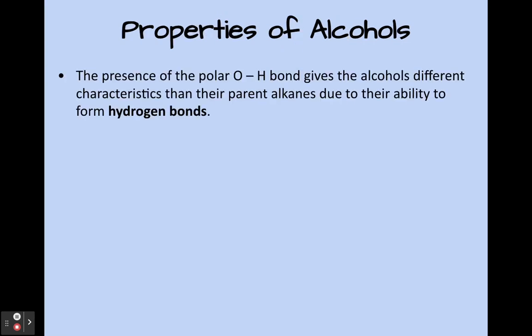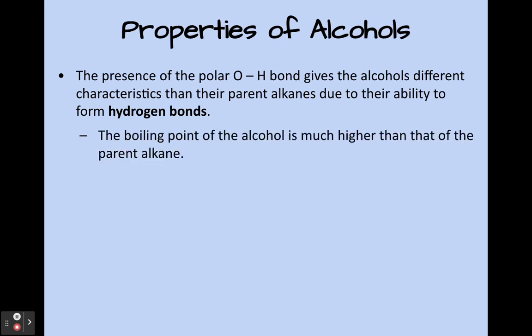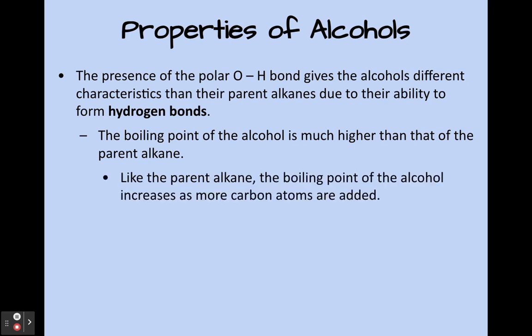The presence of that polar OH bond in the alcohol gives them characteristics that the parent alkanes don't have, because the parent alkanes are completely nonpolar, whereas that OH bond allows alcohols to form hydrogen bonds. What that means is the boiling point of an alcohol is much higher than that of the parent alkane because those hydrogen bonds will need to be broken. And just like the parent alkanes, as you add more carbon atoms, the boiling point will increase.